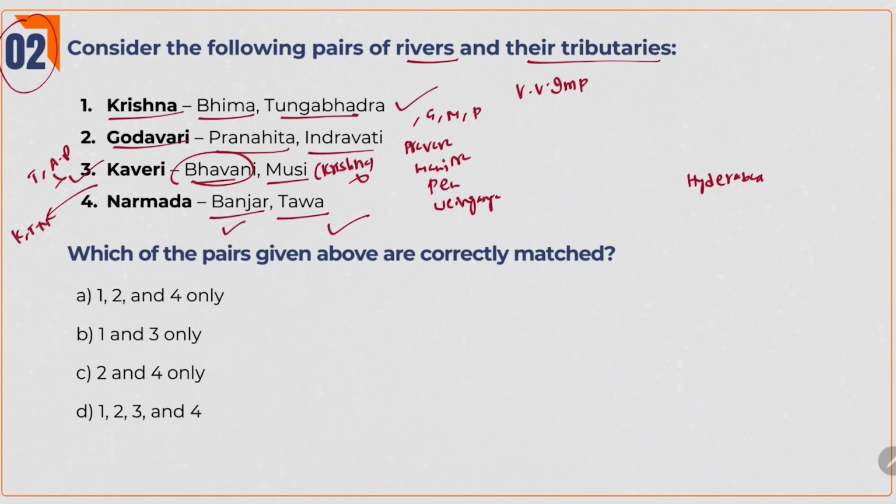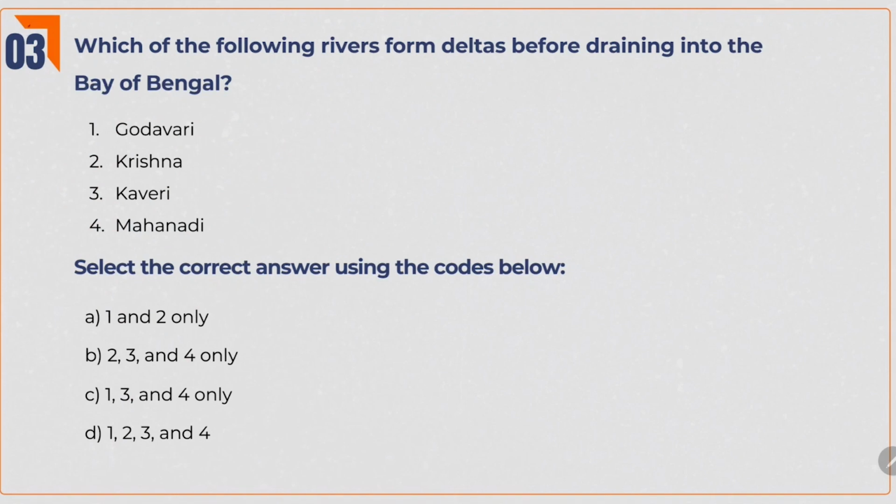Even if you don't know this option, if we eliminate 3 and if you know 1 is right, obviously we'll get the answer as A. Moving to next question. Third one.